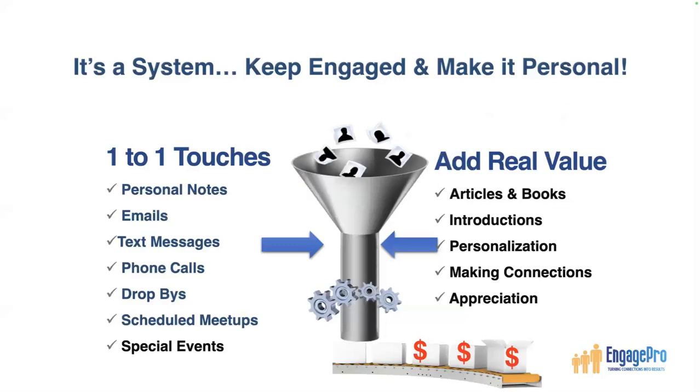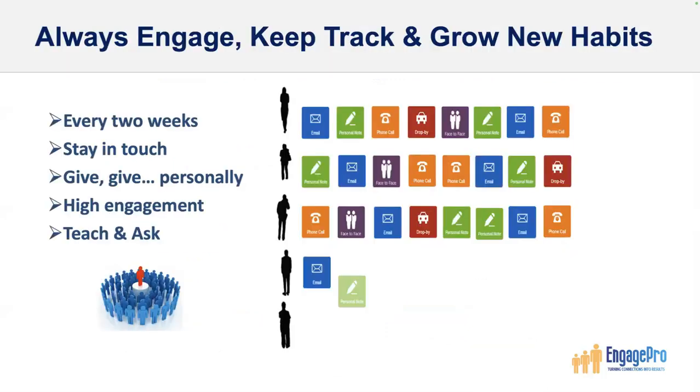I'll address that right here. If you've got 20 people and you're going to reach out and talk to 20 people in this A list once every 2 weeks, that means 10 people each week. 2 people a day is how the arithmetic sorts out. 2 people a day who you're going to give a focused, stay in touch level of attention to, giving to them.